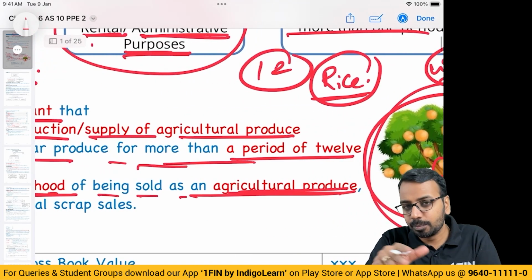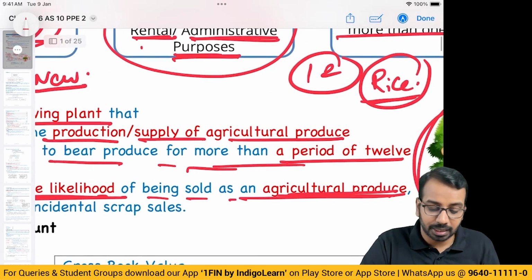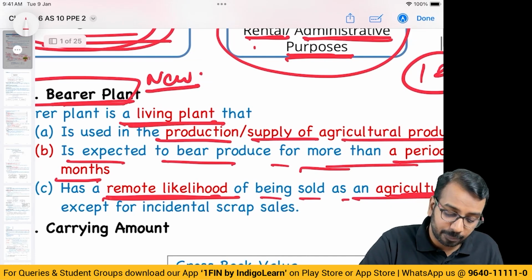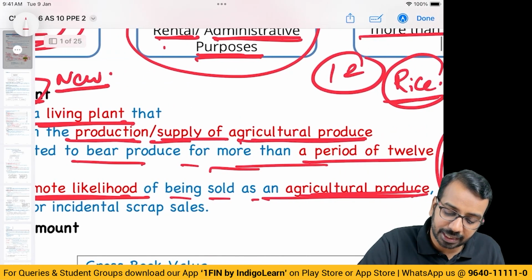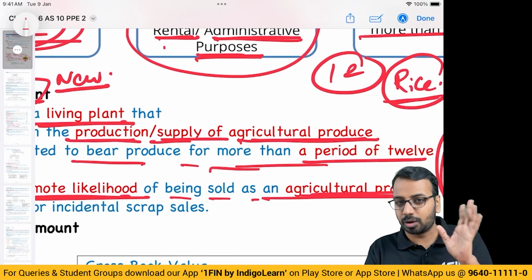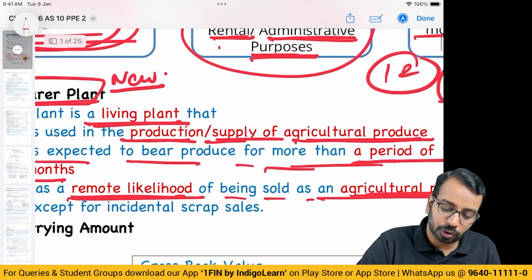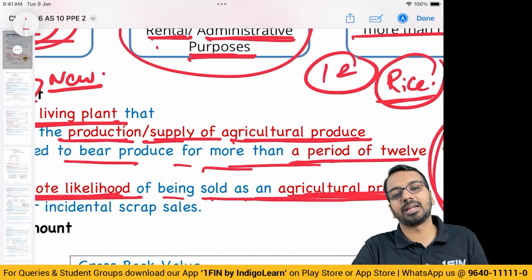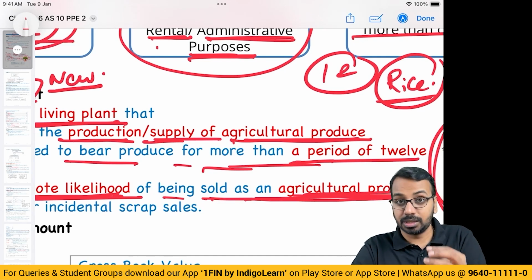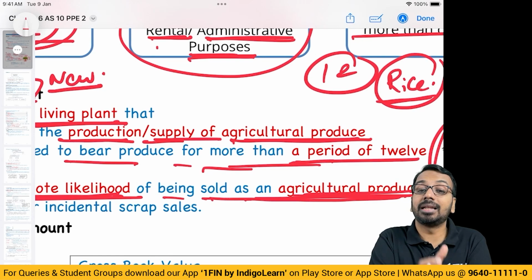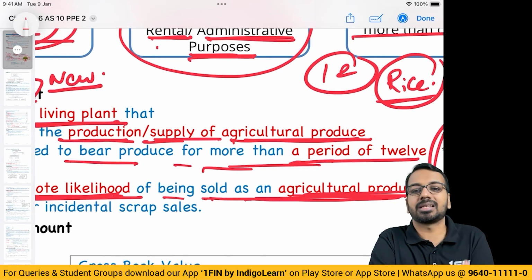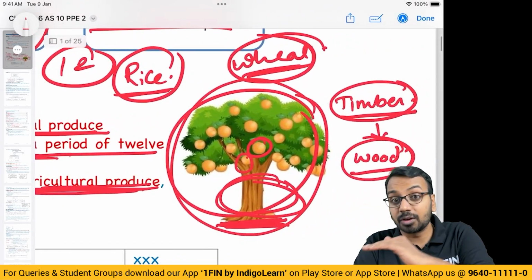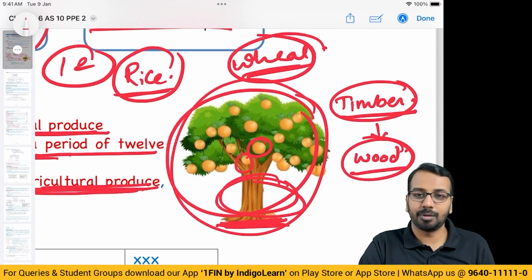Not very important again from your exam point of view, but remember this definition, they may ask in MCQ. Living plant, production or supply of agricultural produce. Just remember apple tree, mango tree, all of those trees produce for more than a period of 12 months and have a remote likelihood of being sold as an agricultural produce. If you sell the tree itself, for example, in the case of timber, if you cut the tree and sell it, that is not a bearer plant. I hope it is clear.